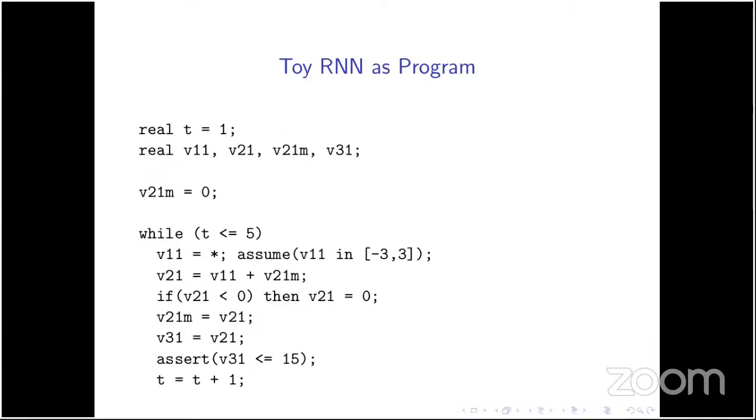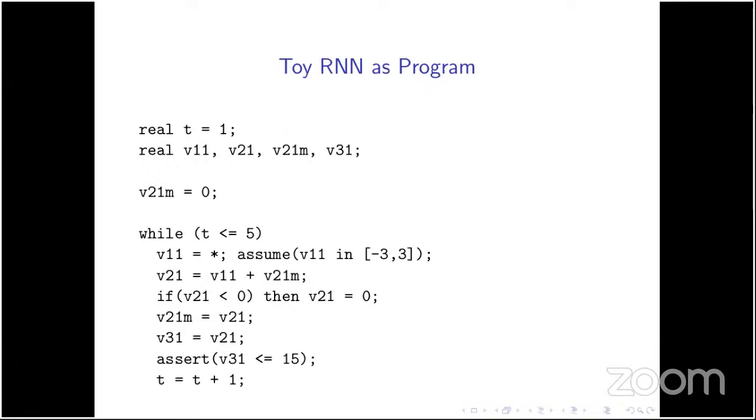Okay, why is 3 times t minus 1 an inductive invariant here? What I've done is written this toy RNN that we had as a program. This is a very simple program. We have written neural networks as programs earlier also, and there's nothing very fancy about them.